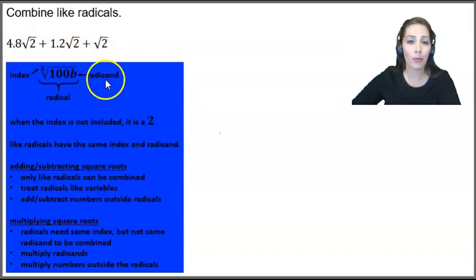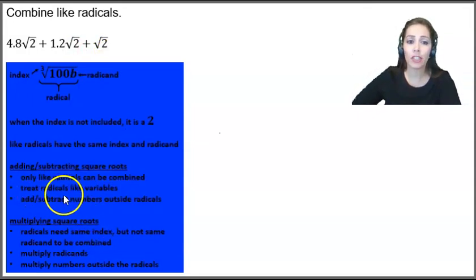So I have the same radicand, but do I have the same index? I don't see an index written on any of these. When the index is not written or not included, it's actually a 2 there. We just don't write that. So there really is a 2 here. So all 3 of these radical signs are like radicals, so they can all be combined.